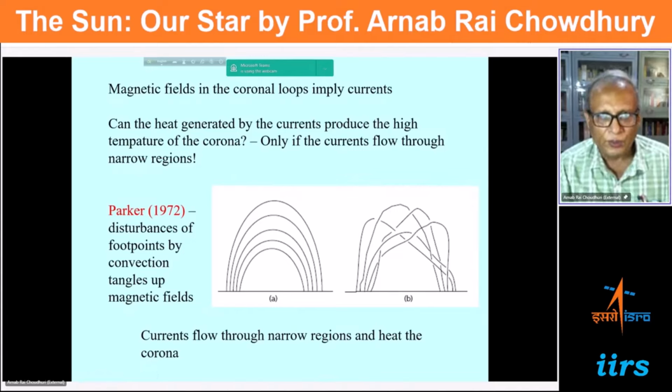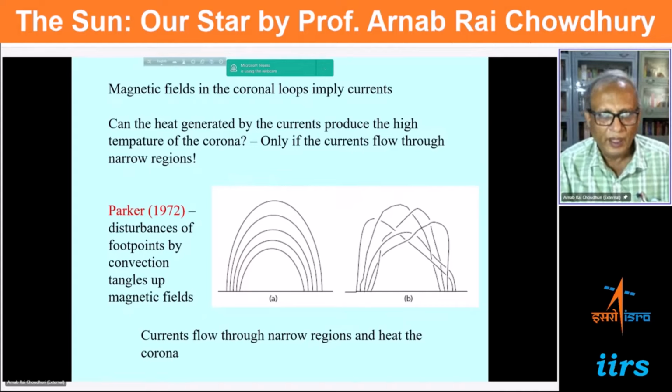So magnetic fields in the coronal loops imply that there are also currents. And you know that when a current flows through a metal wire, it gets heated. So could the corona be heated because of the ohmic heating produced by the current? And when order of magnitude estimates were made, it was realized that if currents flow through very large regions of the corona, then too little heat would be produced. So only if we can somehow force the currents to flow through narrow regions of the corona could sufficient heat be produced.